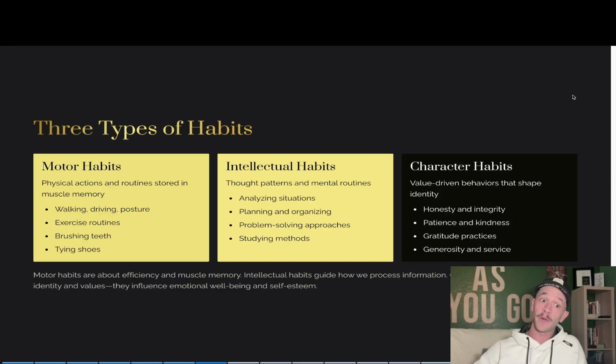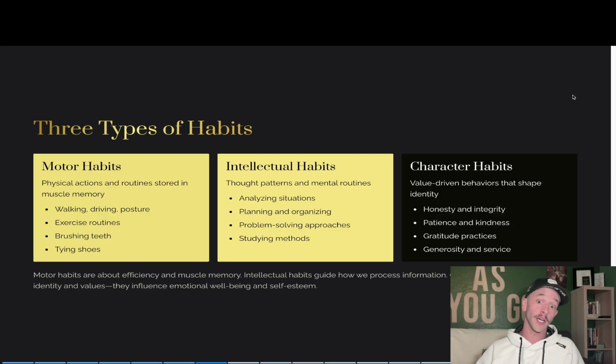So there are 3 types of habits. We have motor habits, which are physical actions and routines stored in muscle memory. So think walking, driving, posture, exercise routines, brushing your teeth, tying your shoes. Intellectual habits are thought patterns and mental routines. So analyzing situations, planning and organizing, problem-solving approaches, studying methods. And then character habits, value-driven behaviors that shape your identity: honesty and integrity, patience and kindness, gratitude practices, generosity and service.